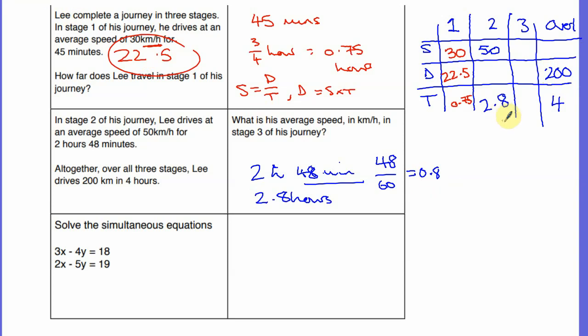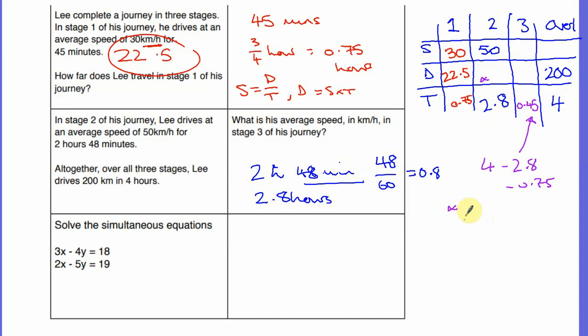Trying to fill in some things we can do now. So we can quite easily find this. So we can do 4 subtract 2.8 subtract 0.75. So I'm going to do that, and that gets me 0.45. So that's the time he travelled in stage 3 of his journey. We can find this part here as well quite easily.